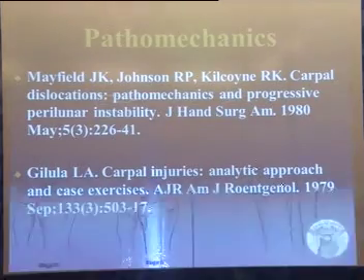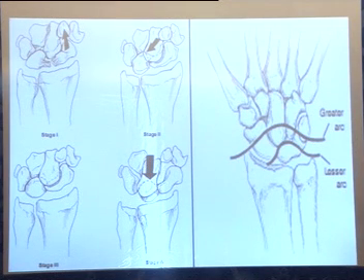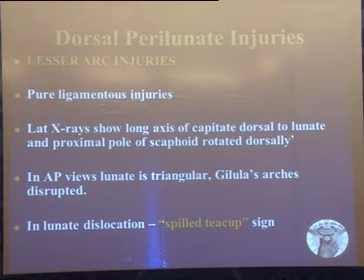The other point is Gilula's arc: if a patient has a perilunate dislocation, there will be a loss of Gilula's arc. And the dorsal perilunate injury, if it is a lesser arc injury, is definitely a pure ligamentous injury. On the lateral view you can see that the long axis of the capitate is dorsal to the lunate and the proximal part of the scaphoid is rotated dorsally. In the anterior view, the lunate looks triangular, and obviously Gilula's arcs will be disrupted.